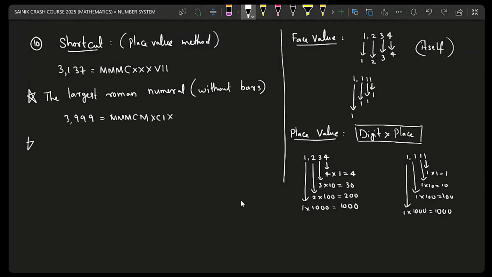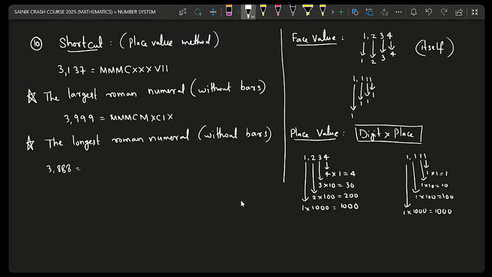And one more interesting thing, and it is asked sometimes in exams also. The largest is different, and the longest is different. Longest means containing more Roman digits. The longest Roman numeral, again without using bars, is 3888. So this contains how many digits?